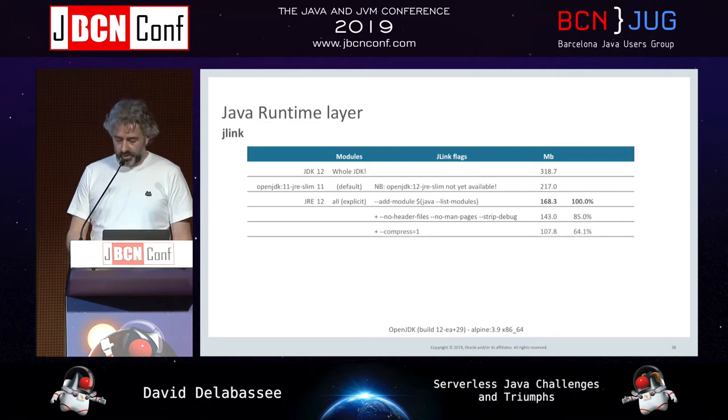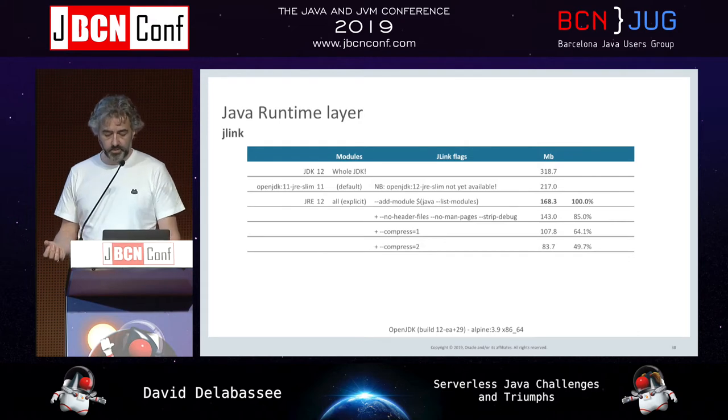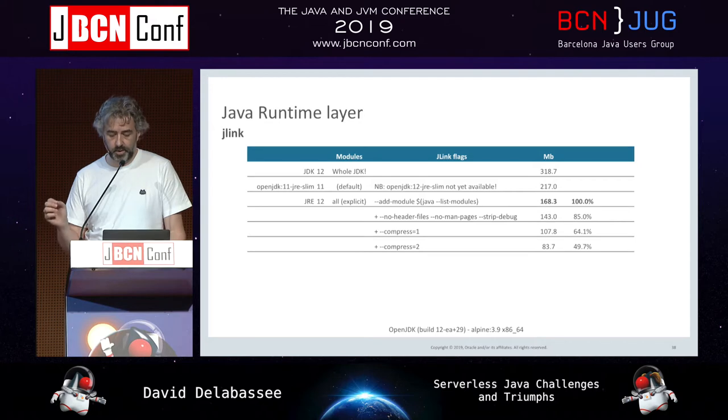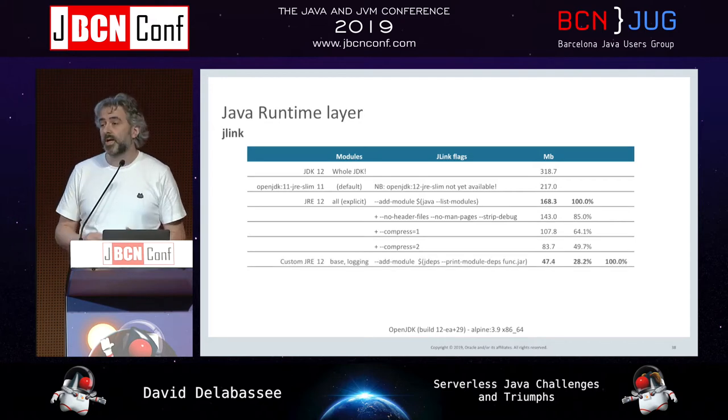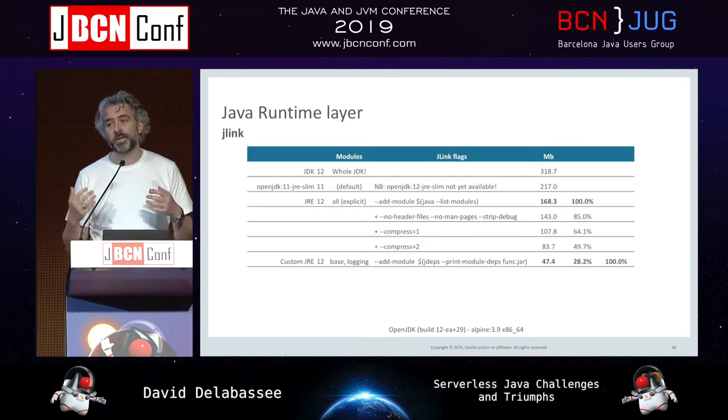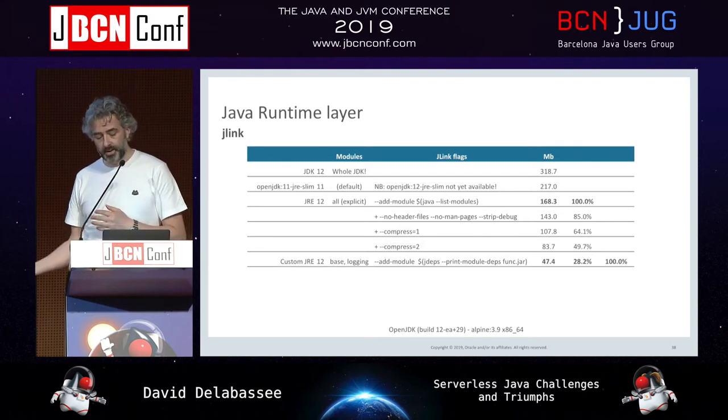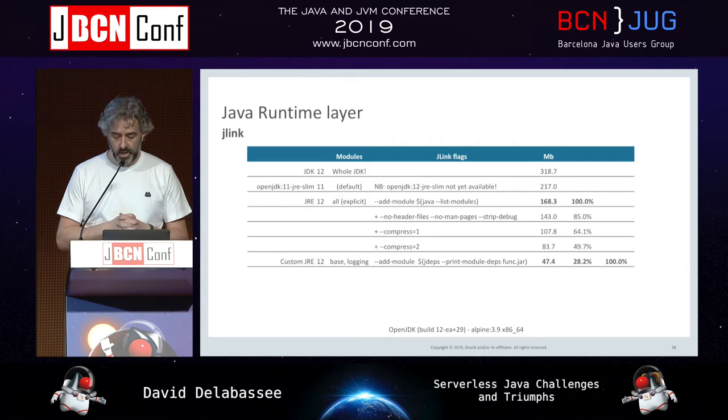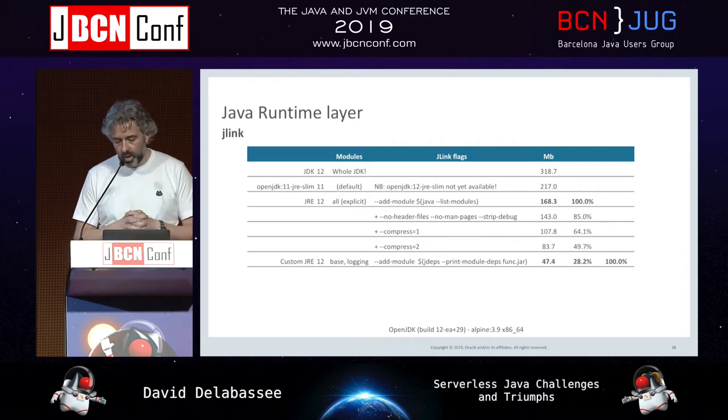We have two levels of compression. Compression 2 is zip deflate. If we do that, we save another 60 megabytes, so from 143, we are down to 83 megabytes. Obviously, at the end of the day, we want to build a JRE that is using only the modules that are needed by our serverless function. If we do that, our JRE goes from 168 down to 47 megabytes, which is obviously a lot.